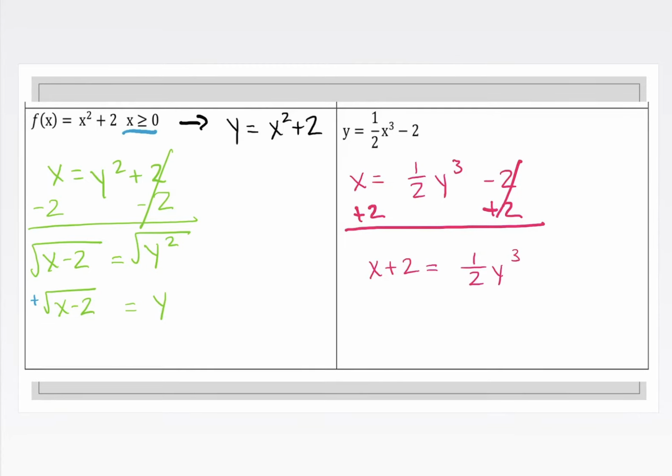Now, since this is 1/2 times y cubed, we're dealing with division right here with this 1 divided by 2. So I'm going to multiply both sides by 2. And that way these coefficients will cancel out. I can distribute on the left-hand side. So this will actually give me 2x plus 4 equals y cubed. And now in order to undo this y cubed, we're going to take the cube root.